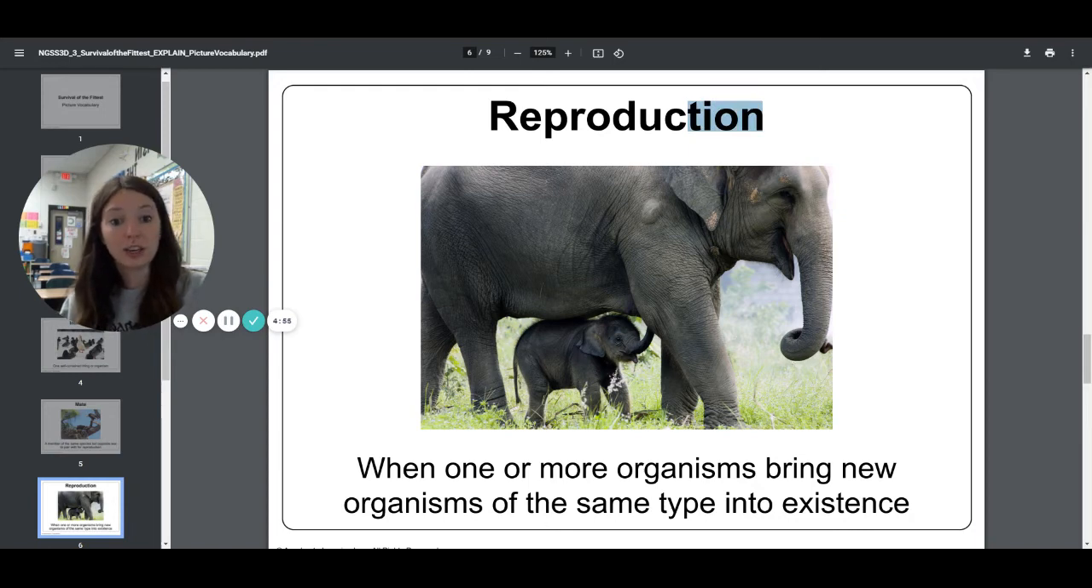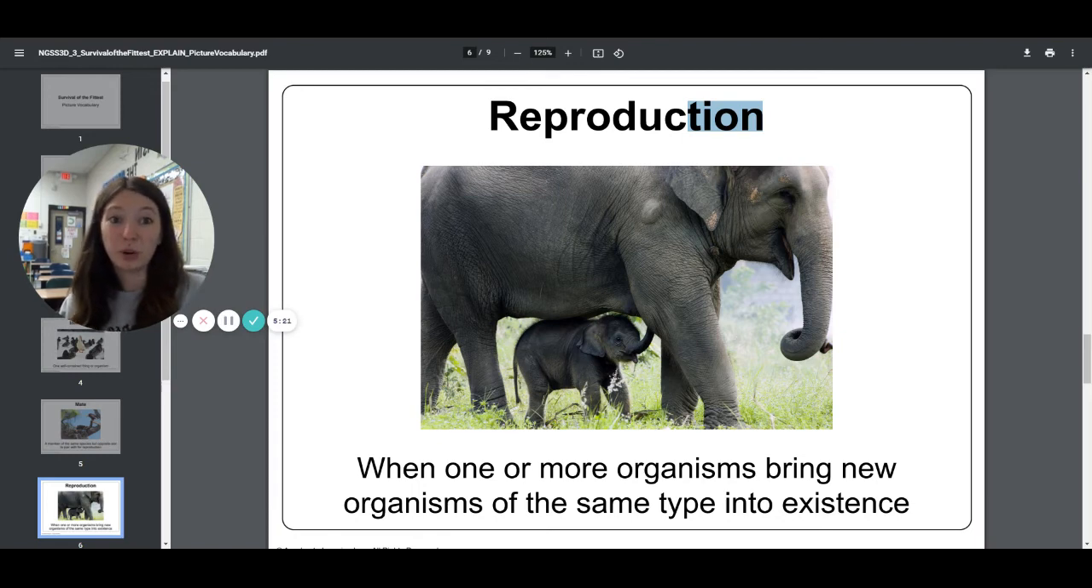So reproduction is when one or more organisms bring a new organism, like this little baby elephant here, of the same type into existence. So it's when those organisms have new offspring. So reproduction relates to survival of the fittest, because when reproduction happens, it's really showing you that the best characteristics and behaviors are being passed on to offspring.